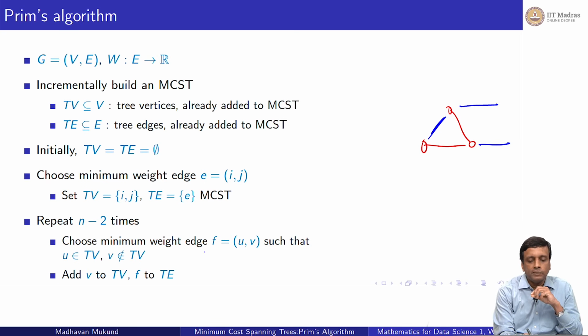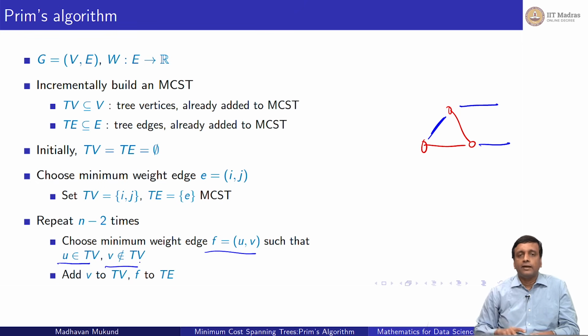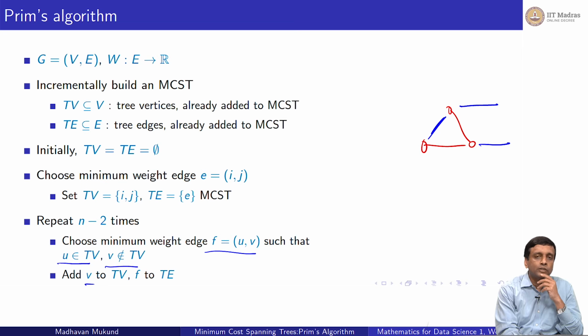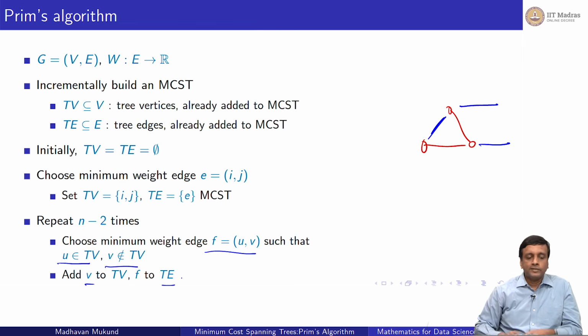So we choose a minimum weight edge such that u belongs to the tree and the other endpoint of the edge belongs to the other set. It's not in the tree. Among all these edges which start from the tree and go out, you take the smallest one and add it. Once you add it, you have added a new vertex to the tree. So TV gets expanded to add v in it, and TE gets expanded to add this new edge. So this is the algorithm for Prim.